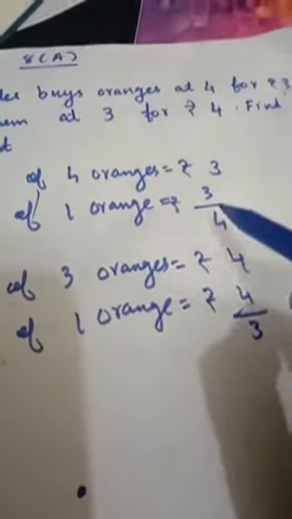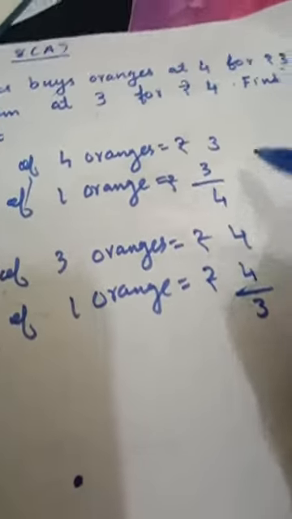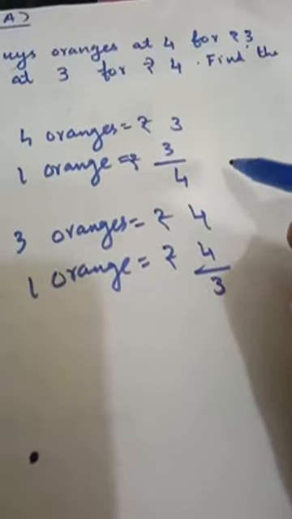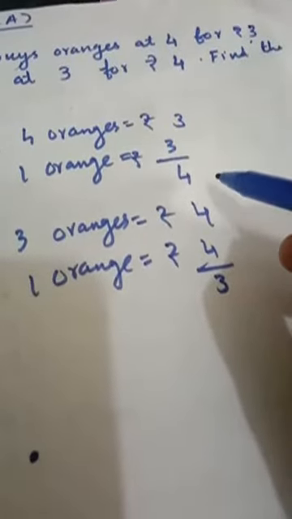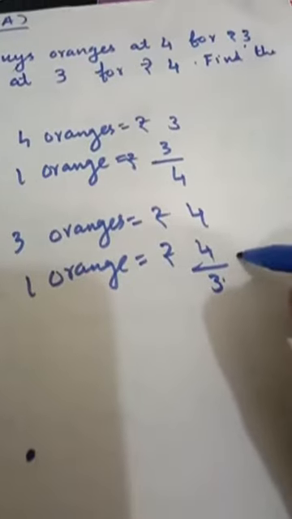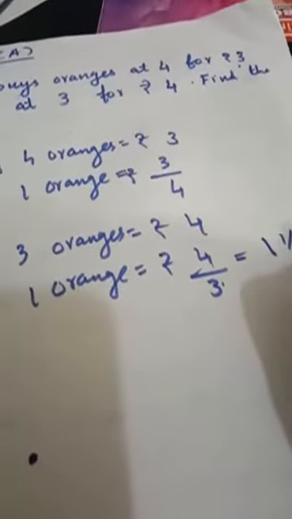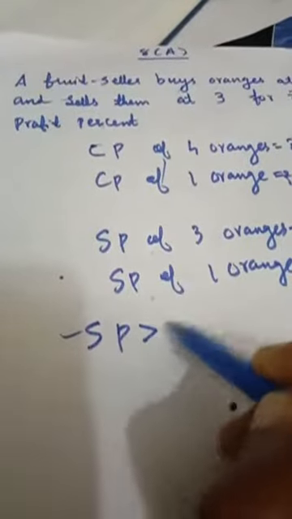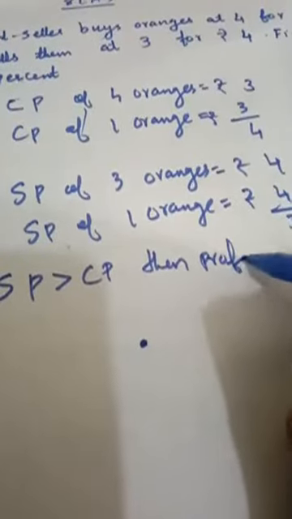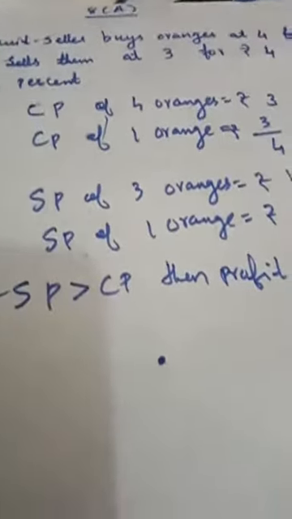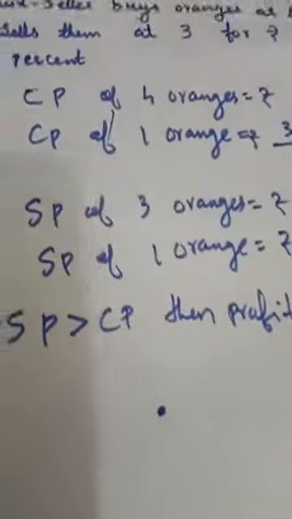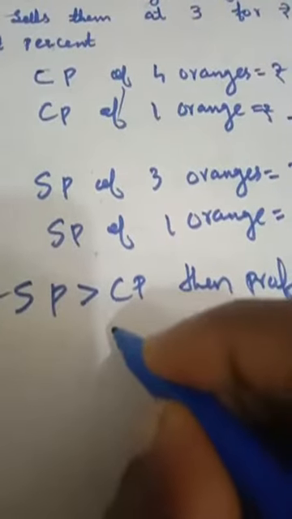We know that, which is greater, 3 by 4 or 4 by 3? 3 by 4 means 0.75 rupees. 4 by 3 is a mixed fraction, 1 and 1 by 3, so it is more than 1. So the second, SP, is greater. When SP is greater than CP, there is a profit. How to find profit percentage? Profit by CP into 100.